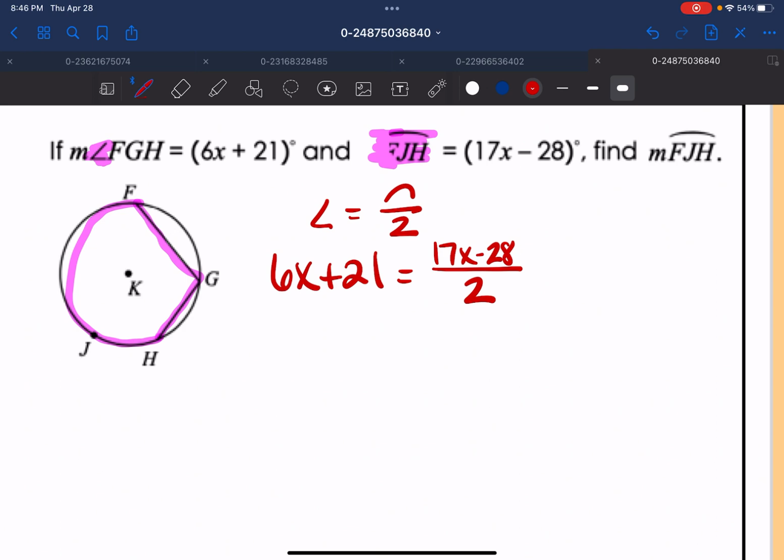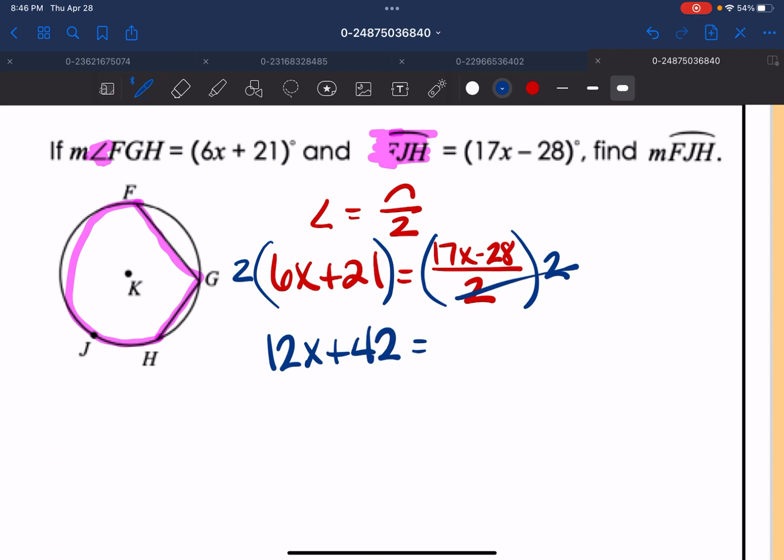Okay, so this one, sorry, has x's on both sides. It also has that fraction that we have to take care of. So we're going to do the opposite and multiply both sides by 2. The left side, we actually multiply 12x plus 42. The right side, the 2's just cancel, and it leaves us with 17x minus 28.